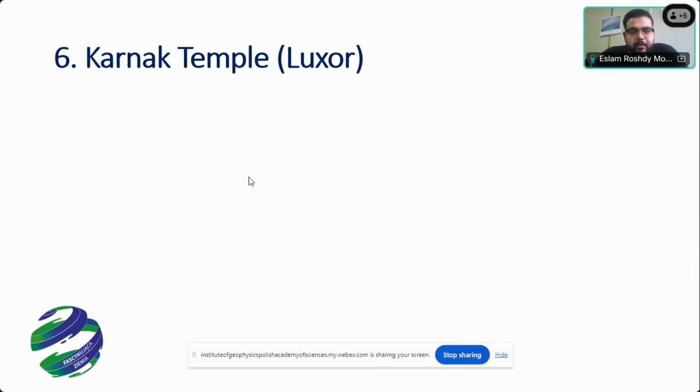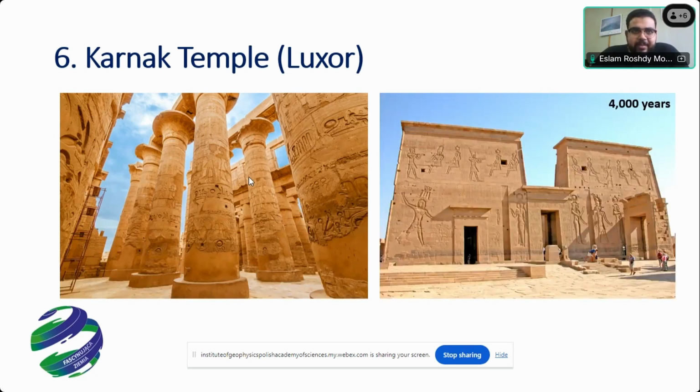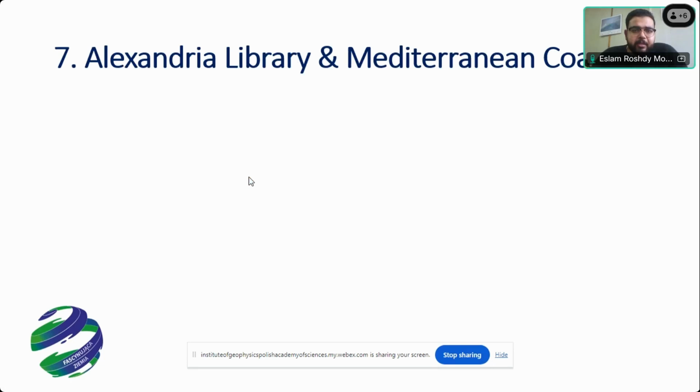Number 6, Karnak Temple. It's located on the east bank of the Nile River in Luxor. It's one of the largest and most impressive temple complexes in the world. It can be described as an open-air museum and dates back over 4,000 years. Karnak Temple serves as the religious center of ancient Egypt.